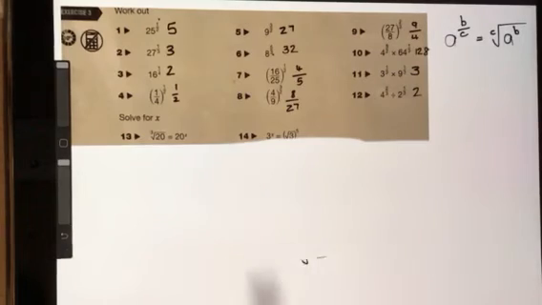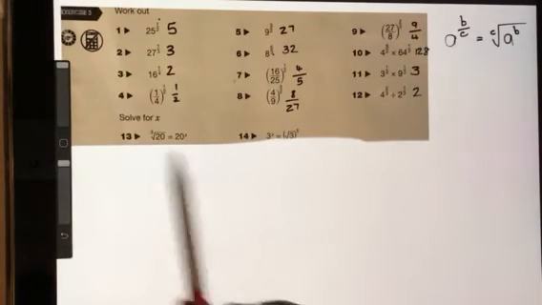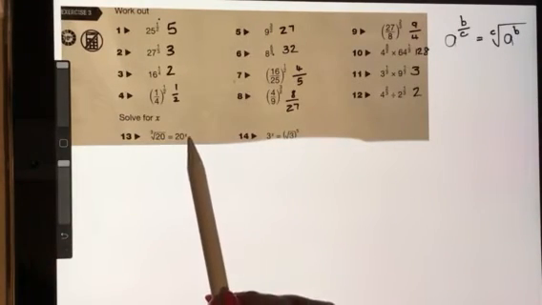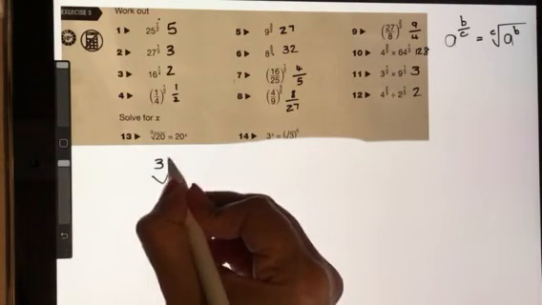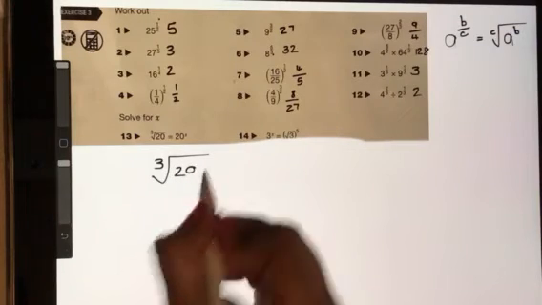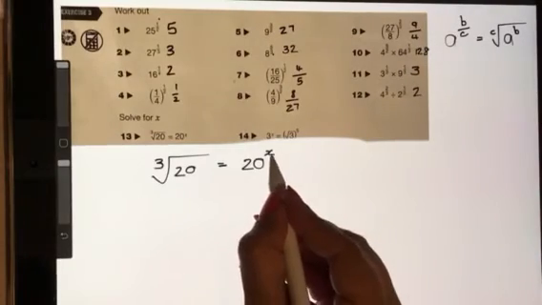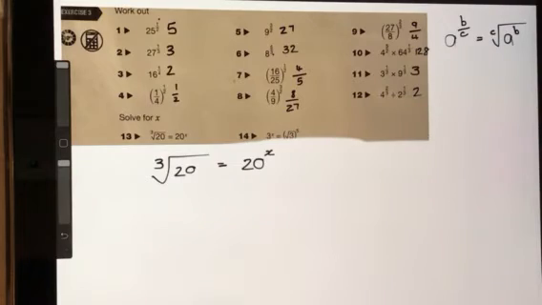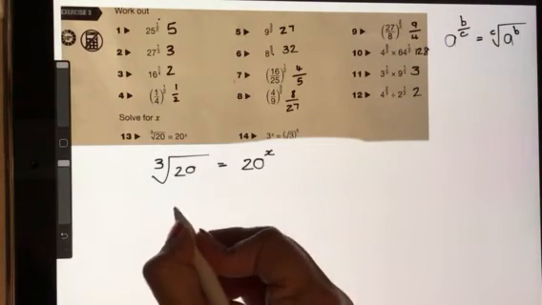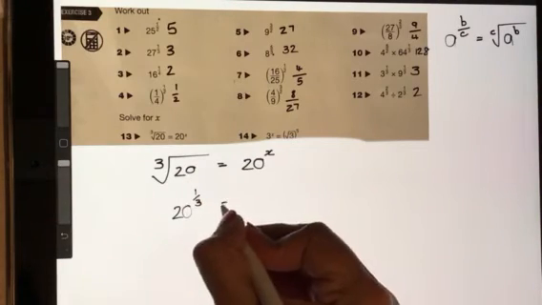For number 13, this is especially important for the GCSE examinations. They love questions like these where you have to solve for x. So this one states 3 the cube root of 20 is equal to 20 to the power of x, and they want you to solve x. The only way you can solve x is if you get the base numbers exactly the same. So we know that the cube root of 20 is 20 to the power of a third.